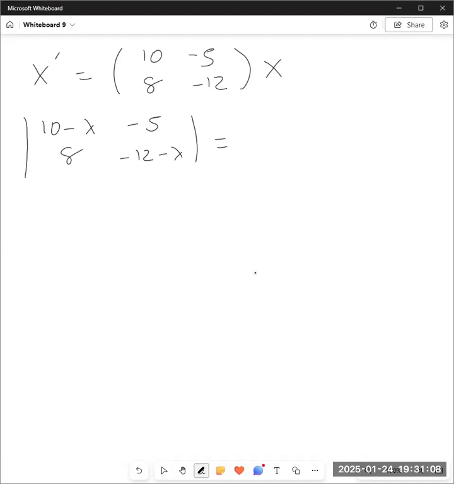This is going to be 10 minus lambda, negative 12 minus lambda, plus 40, and that needs to be equal to 0. So this is going to be lambda squared. Then we have negative 10 and positive 12 is a positive 2. And I have minus 120 plus 40 is a negative 80.